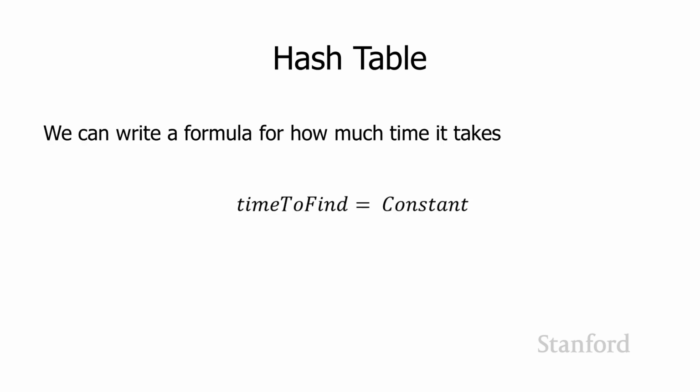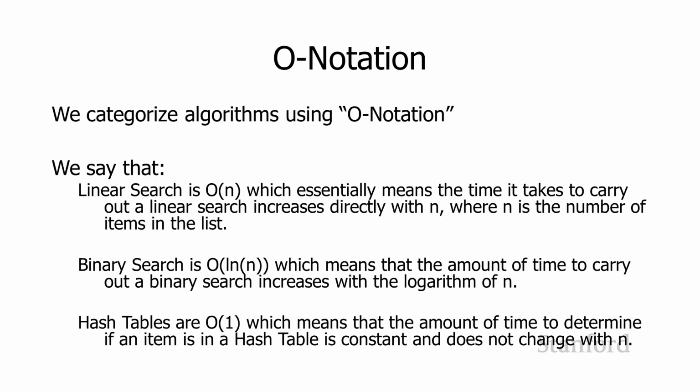Anyway, if we want to write a formula for how long it takes to find an item in a hash table, here it is right here. The time to find is just a constant. The exact constant varies, again, depending upon how fast or slow our computer is. In computer science, we categorize different algorithms using what's called O notation.